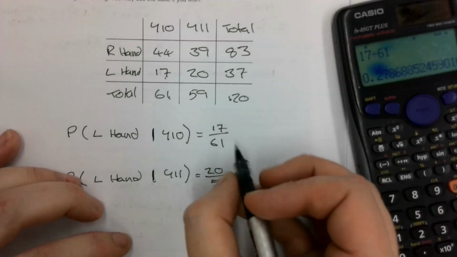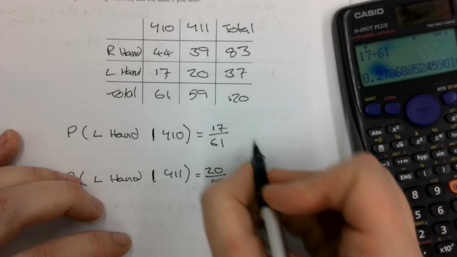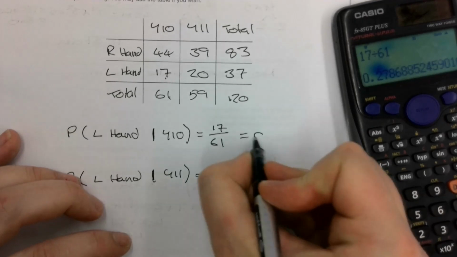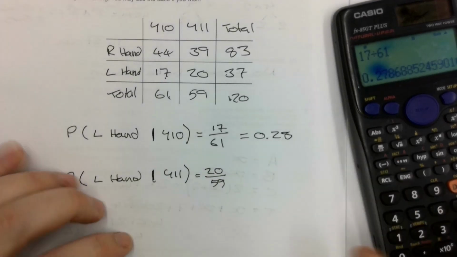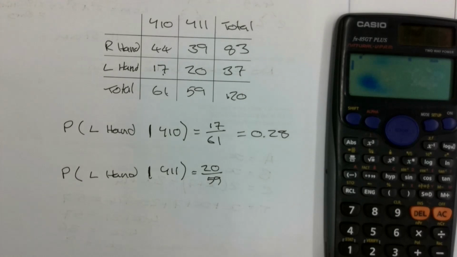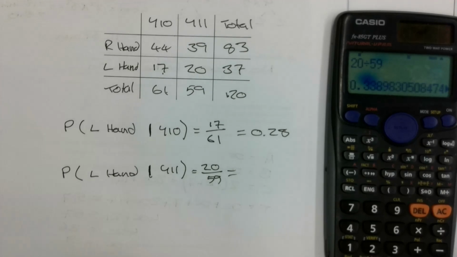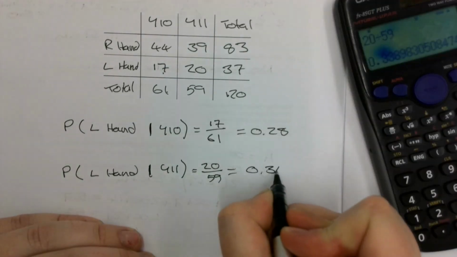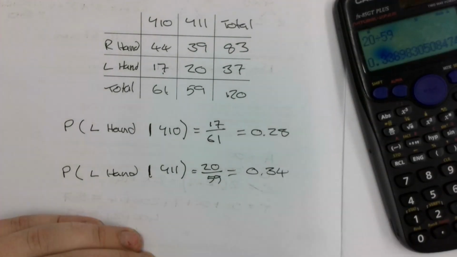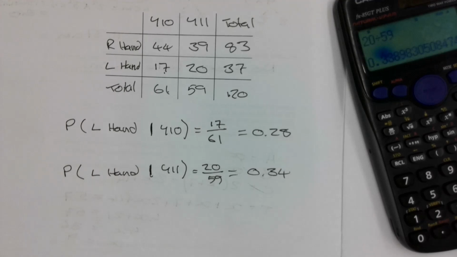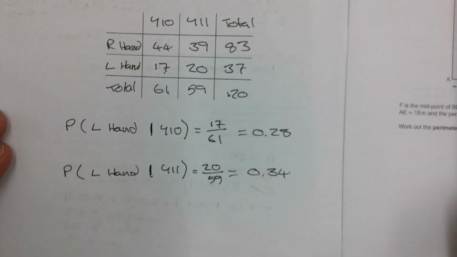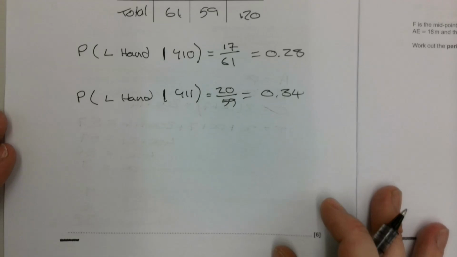So this is 0.27, we'll call that 0.28 to 2 decimal places, and 20/59 is going to be 0.34. As a decimal, the probability of a left-handed person given a Year 11 is higher, so that means that it is more likely to be left-handed.